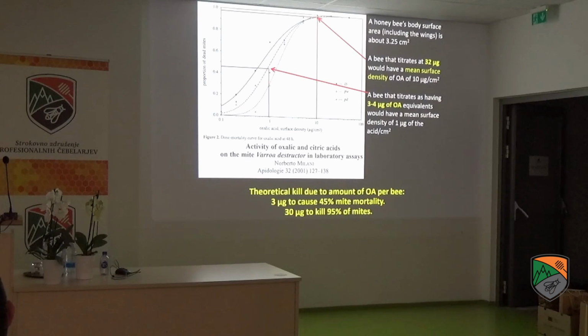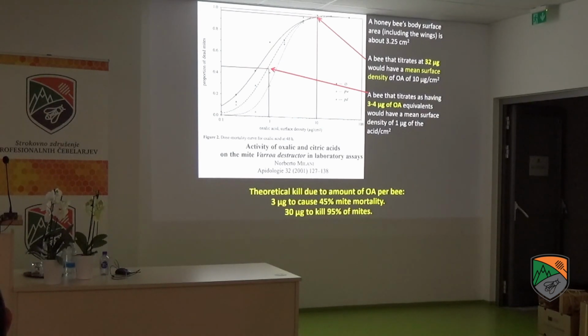Okay? Now I can calculate out how many micrograms per bee should result in 100% mortality. It works out, if I titrate a bee at 32 micrograms, so you've already seen these results, that would be like the initial spike, you would expect to kill close to 100% of the mites within 48 hours that walk over that bee. If you're down to the 3 to 4 microgram level that we see with extended release, you're still killing 45% of the mites that spend an hour walking on the average bee in the hive.